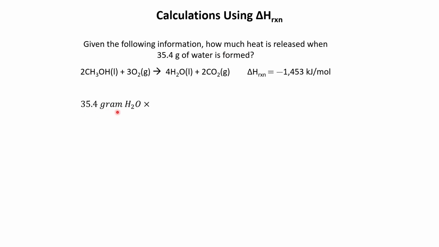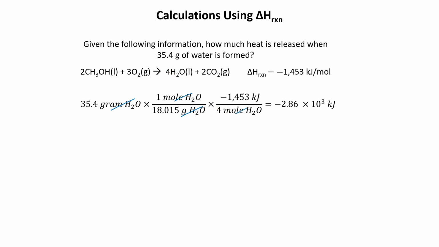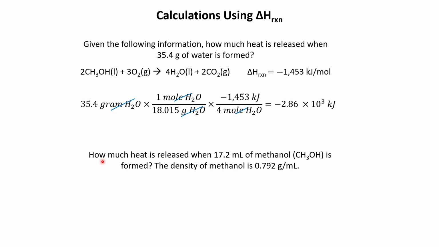So starting with our 35.4 grams of water, here is my molar mass of water, converting grams to moles. Then using my heat of reaction, remembering that heat of reaction is divided by 4 moles of water because it has a 4 right here. That gives us negative 2.86 times 10 to the 3rd kilojoules. Our next problem reads, how much heat is released when 17.2 milliliters of methanol is formed?